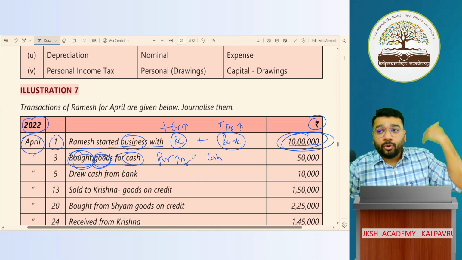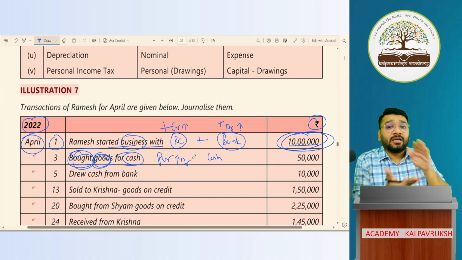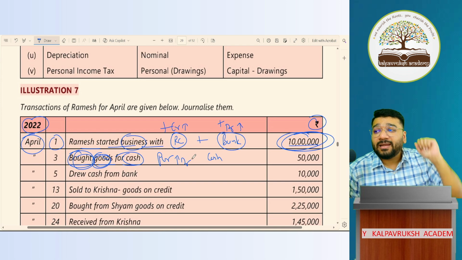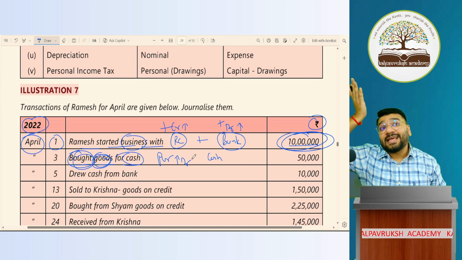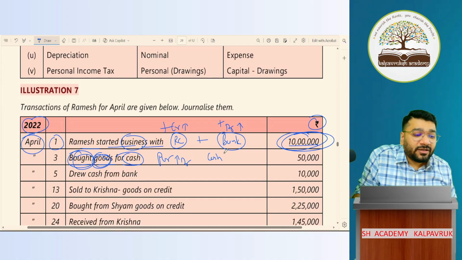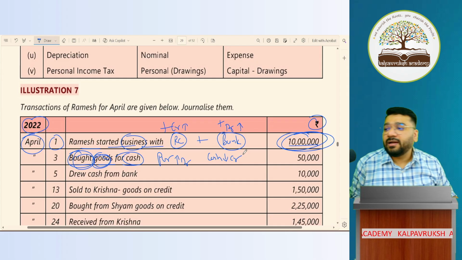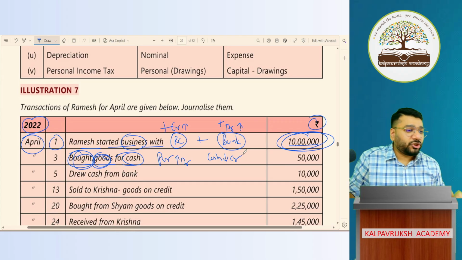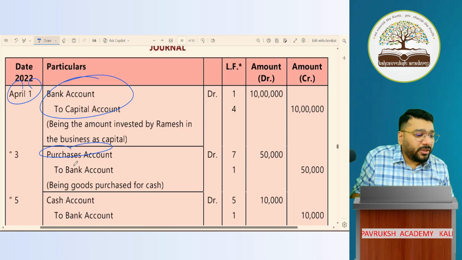Cash. If I keep on buying goods, I have to pay cash. If I keep on paying cash, my cash in hand will reduce. Cash is asset. Asset is what balance? Debit balance. If asset is increasing, debit. If asset is decreasing, credit. So when decreasing asset, give a credit. So what is the journal entry? Purchase account debit to cash account.